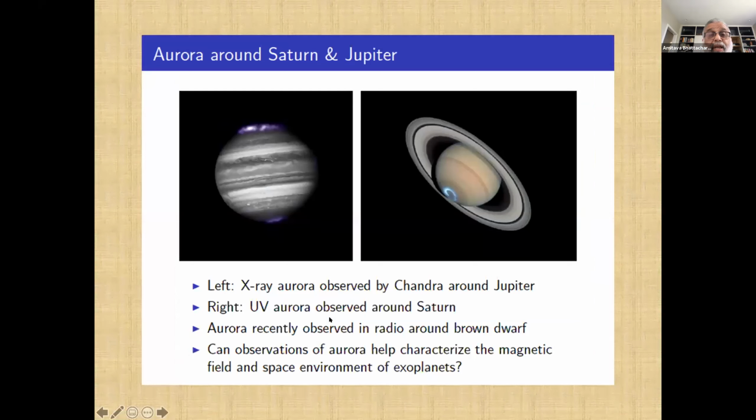So the aurora picture that you saw for the Earth is also seen in Jupiter and around Saturn. X-ray aurora observed by the Chandra telescope around Jupiter. The UV aurora has been observed around Saturn. It has also been observed in radio around brown dwarfs.